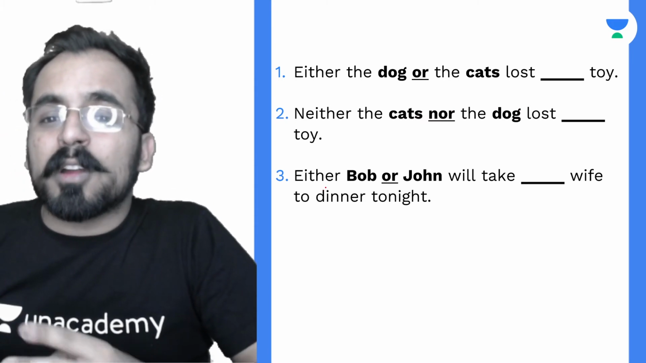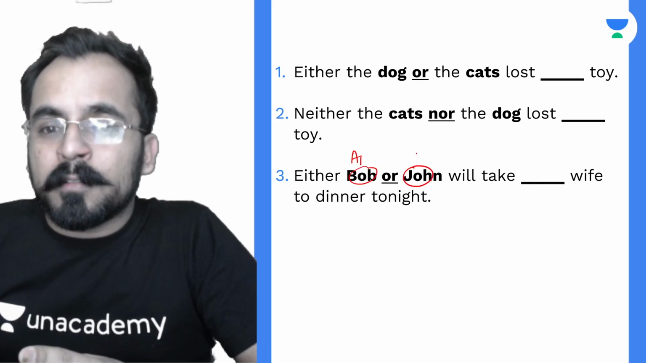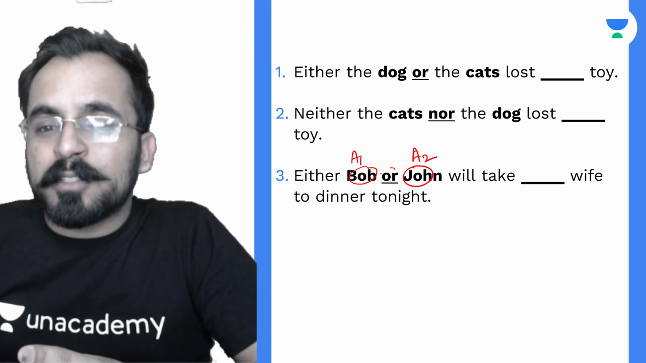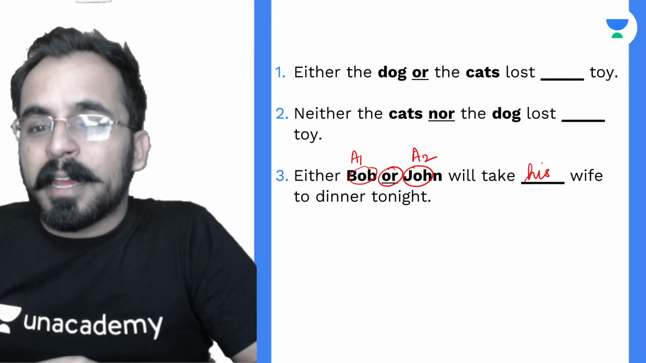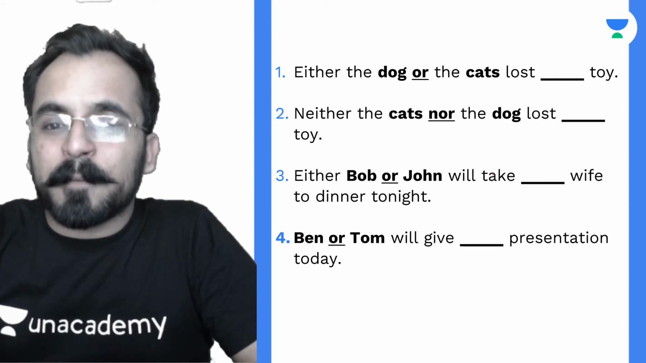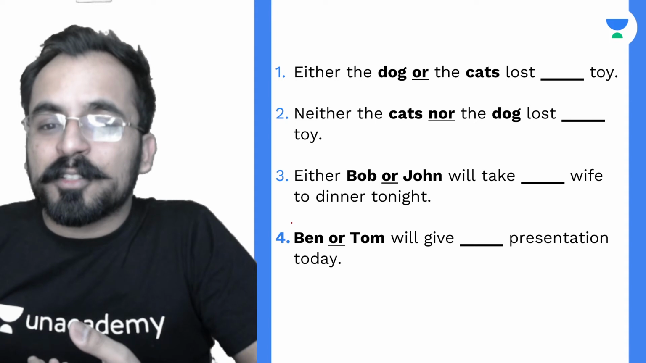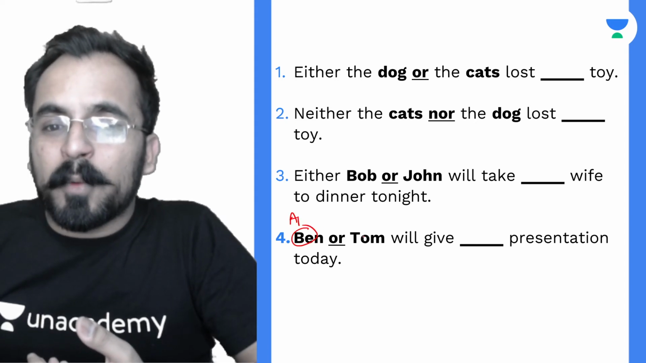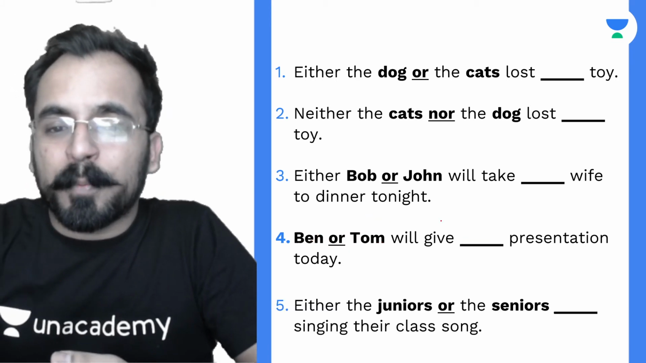Let's move on to the third one. Either Bob or John: antecedent 1, antecedent 2, joined together by "or." So either Bob or John will take his wife to dinner tonight. Ben or Tom will give dash presentation tomorrow. Antecedent 1, antecedent 2, joined together by "or": will give his presentation tomorrow.